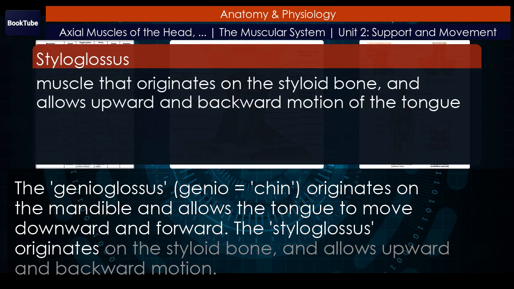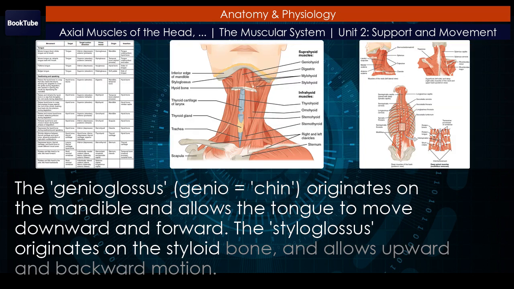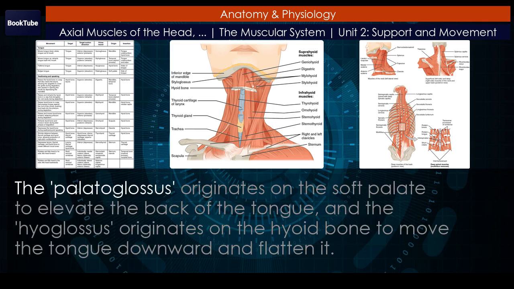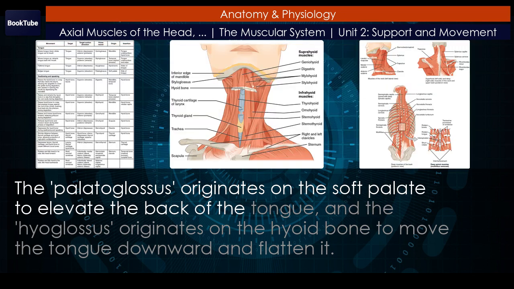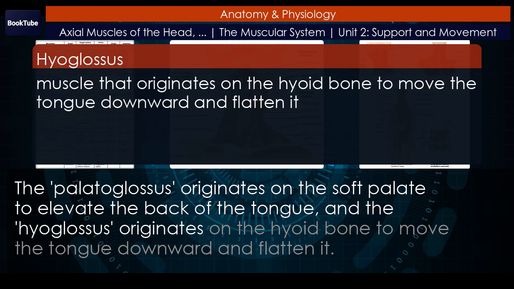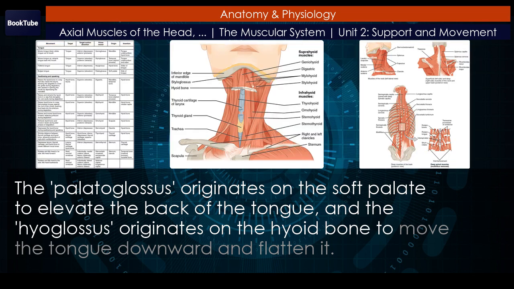The styloglossus originates on the styloid bone and allows upward and backward motion. The palatoglossus originates on the soft palate to elevate the back of the tongue. And the hyoglossus originates on the hyoid bone to move the tongue downward and flatten it.